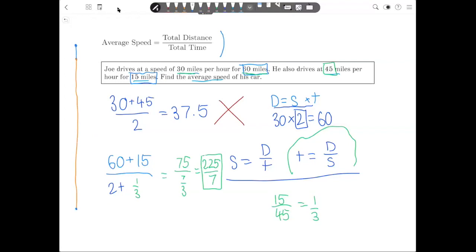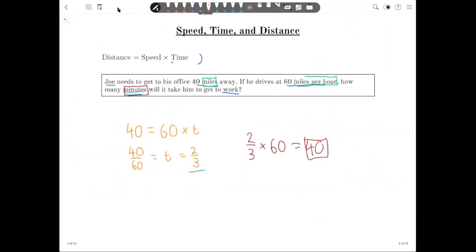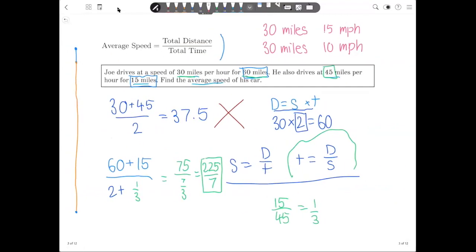And then in addition, another trap that people fall into is if you go the same distance. So if you go 30 miles at 15 miles per hour, but then you go 30 miles at 10 miles per hour, people just think, oh, you go the same number of miles anyway, so we just average them. But again, this is wrong. The reason for this is that even though you're going the same distance, you're spending a different amount of time on those distances. So make sure to always remember, find the total distance, then find the total time.